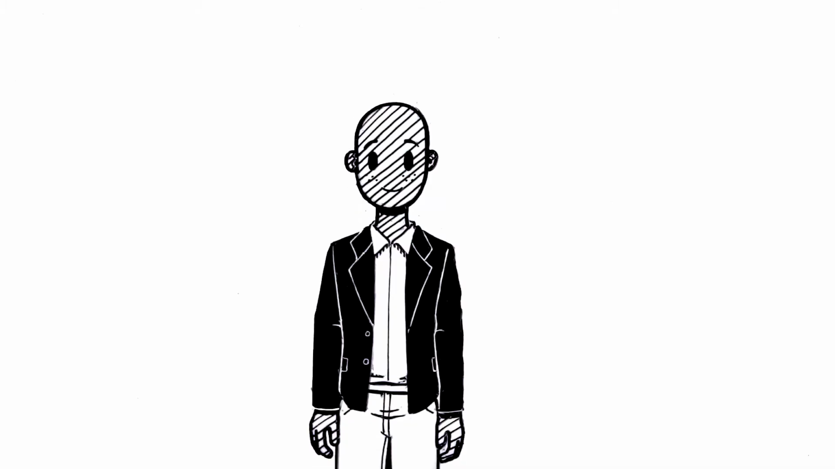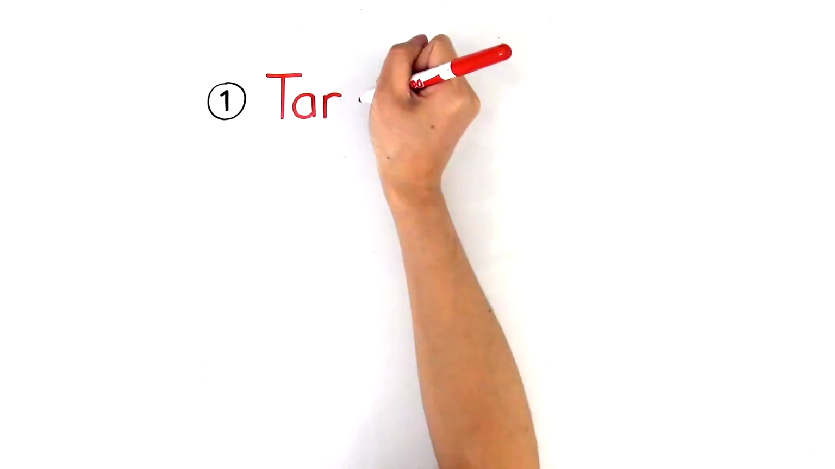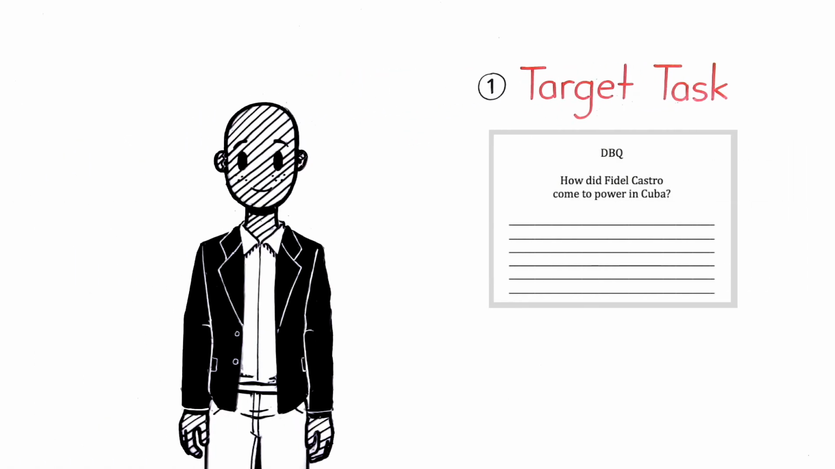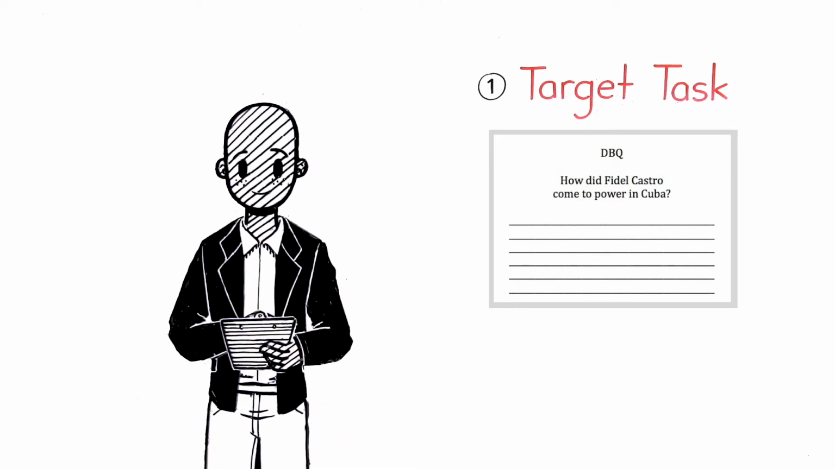This is Mr. Luckett. He's an AP history teacher. He backwards plans his lessons, so his starting point is to develop a target task. That's the problem or prompt that asks his students to do the peak thinking that he's striving for in today's lesson. That brings us to lesson planning step 2, doing the target task himself.